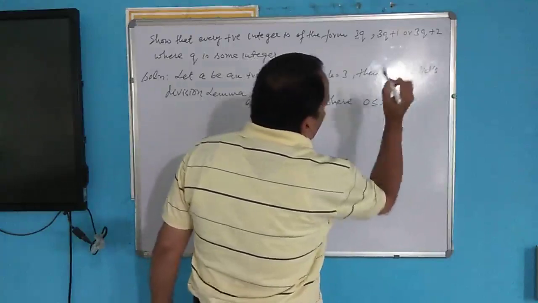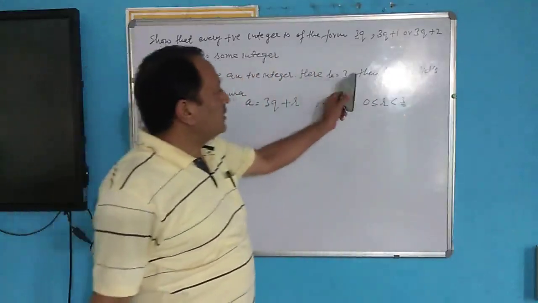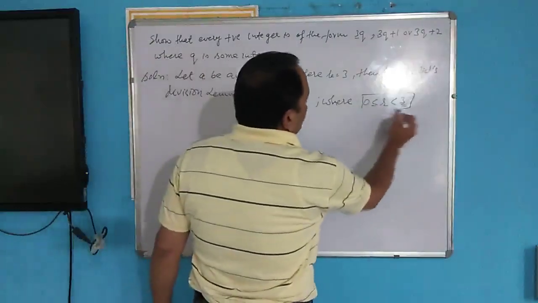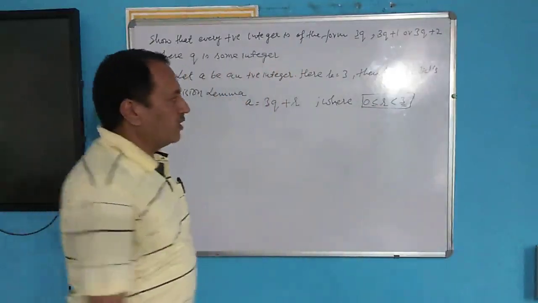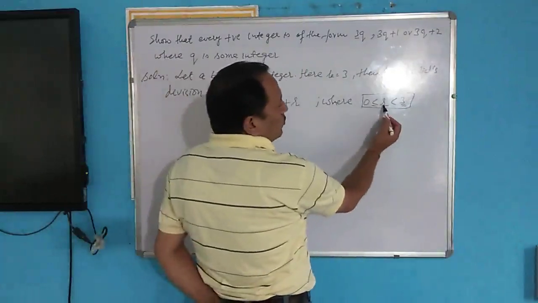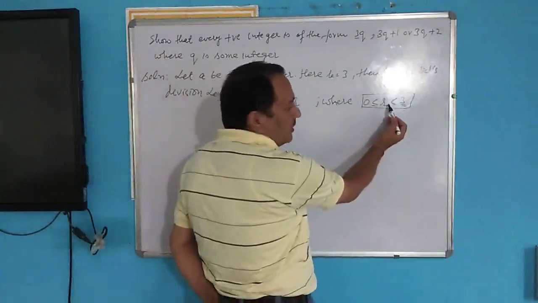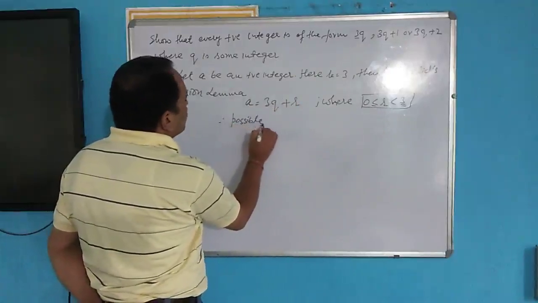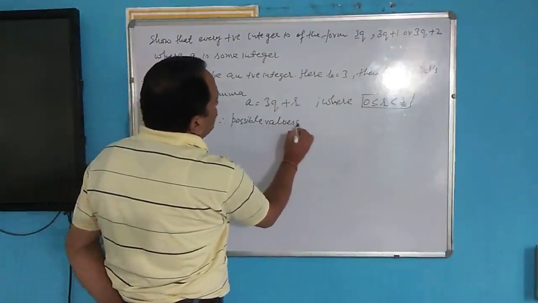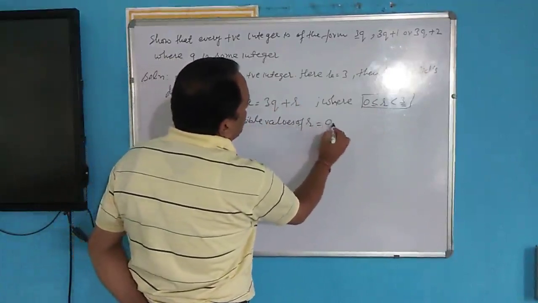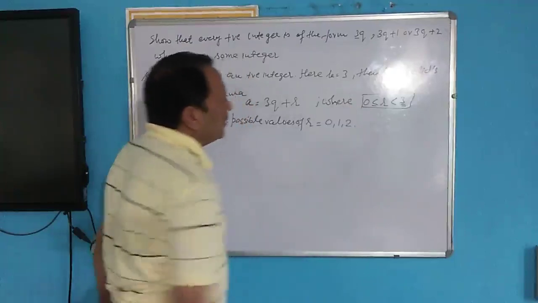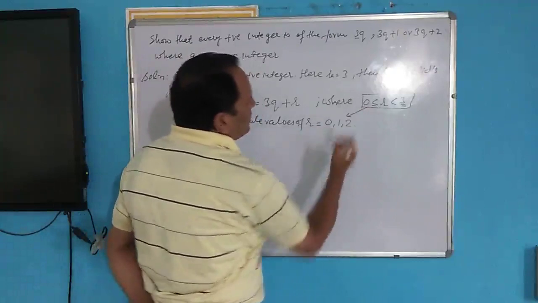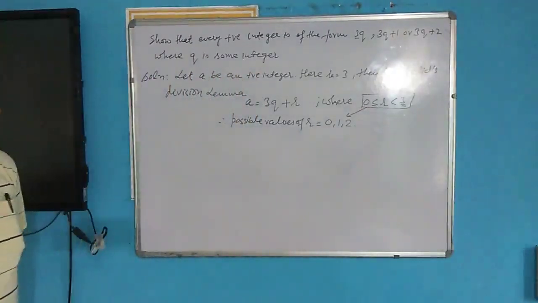We are writing 3 in place of b because here the divisor is 3. So from this condition we will find the possible values of r. r is greater than or equal to 0 but less than 3. So therefore possible values of r come out to be 0, 1 and 2. These three possible values of remainder are given by this condition of the Euclid division lemma.